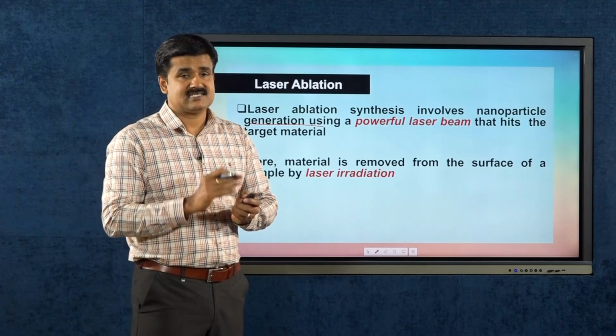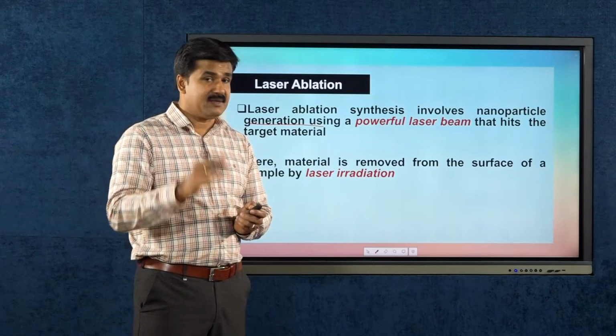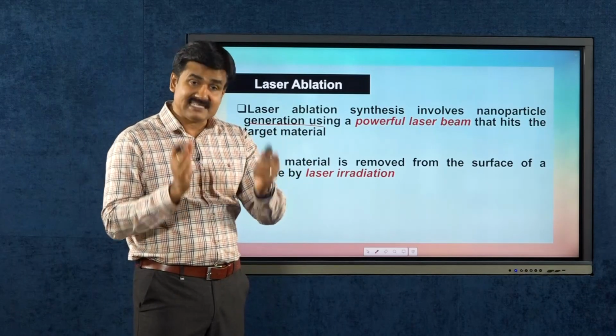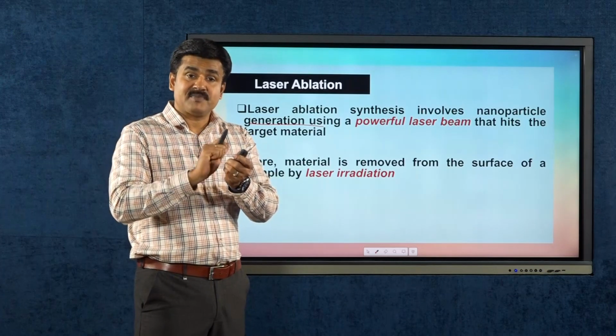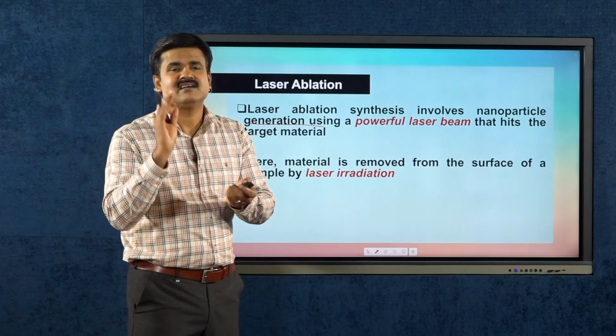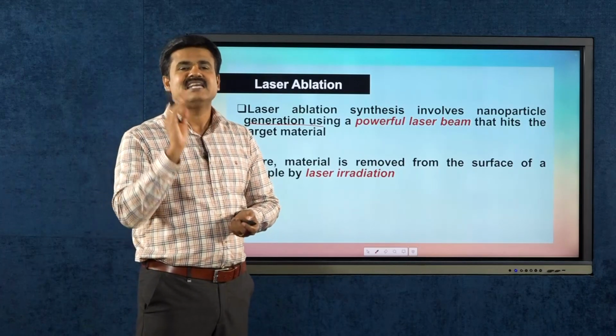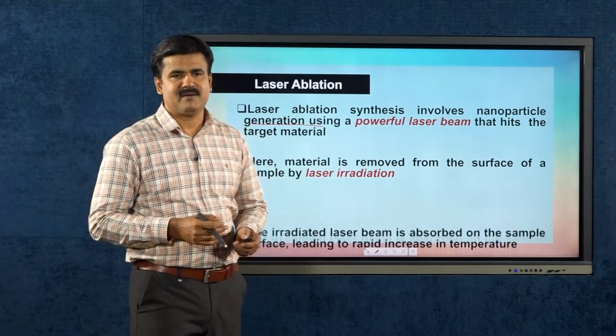a laser. We cut vegetables with the help of a knife. In a similar way, we take a bulk metal or a bulk material, chisel it, and convert it into small particles with the help of laser radiation, a high energy laser beam. That is the principle behind laser ablation.